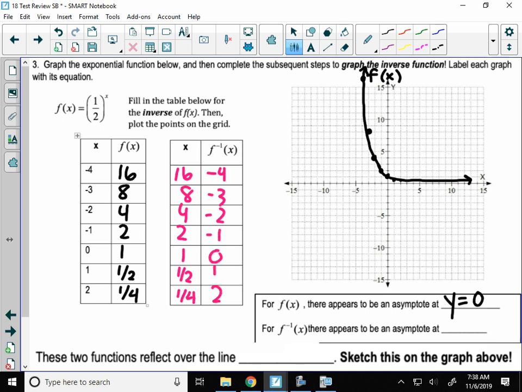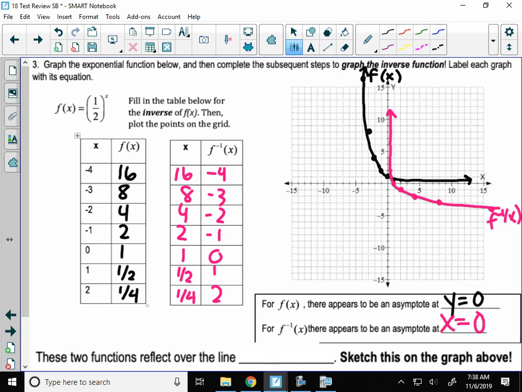So I'll have 16, -4, right around there, 8, -3, 4, -2, 2, -1, 1, 0, 1/2, 1, and 1/4. So I should see the same kind of shape here for f inverse. All right, now the asymptote for the inverse function is on the y-axis, which is x equals 0.